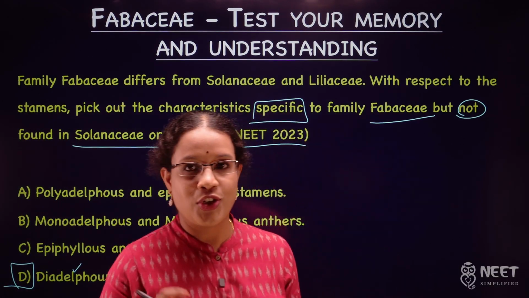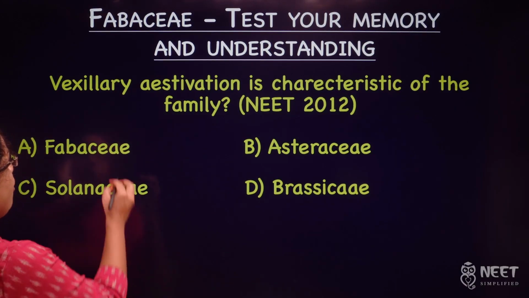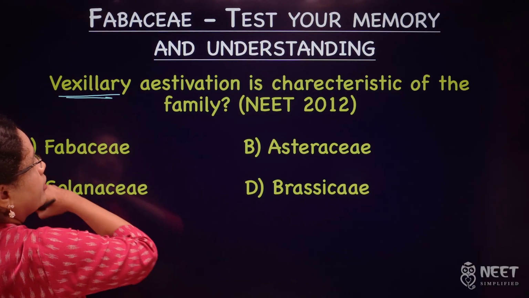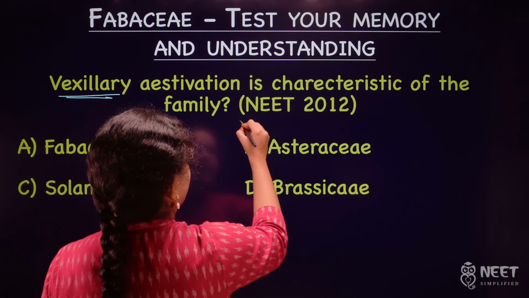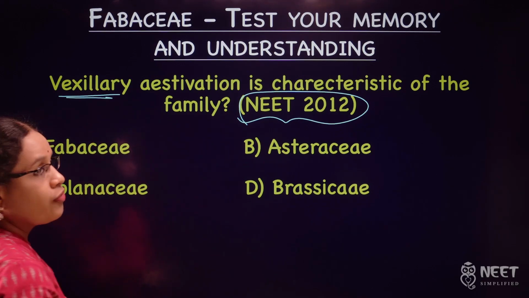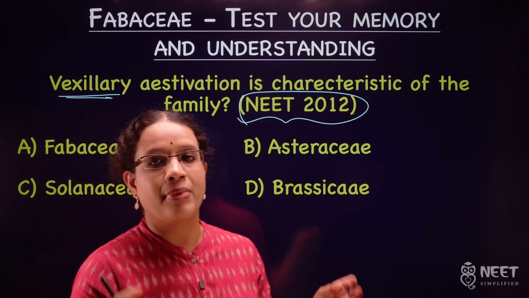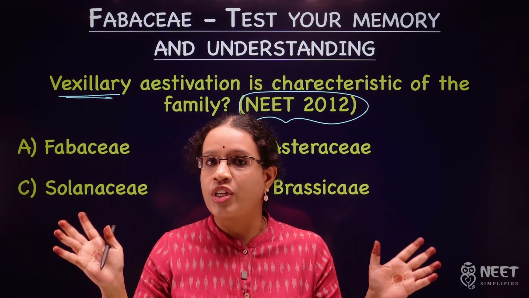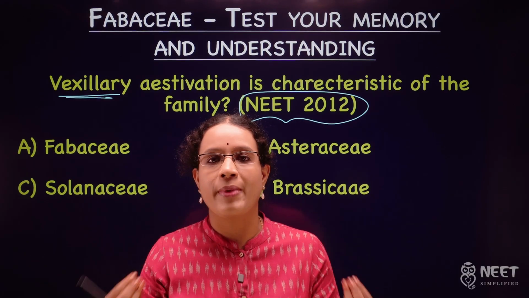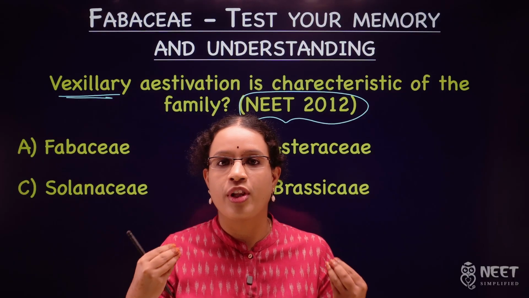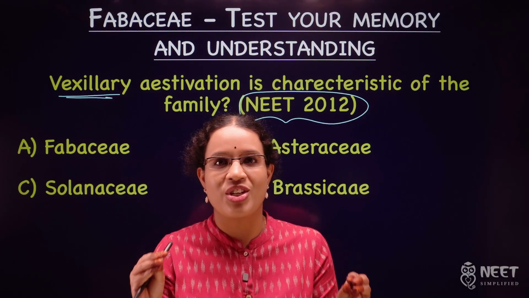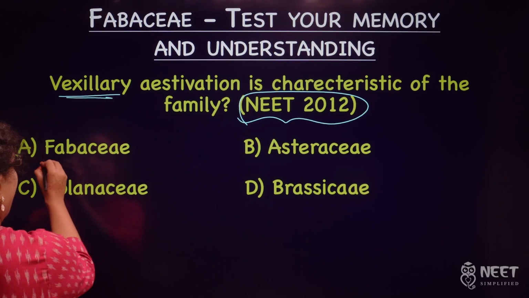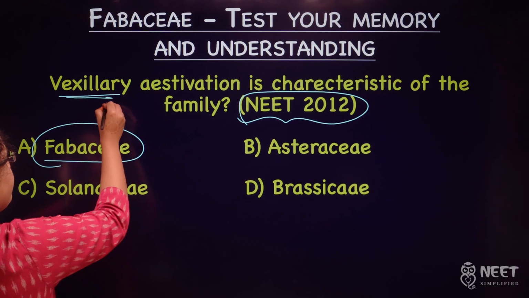Now moving ahead to the next question. Vexillary aestivation is the characteristic of the family, from NEET 2012. Which family? Vexillary, always remember, is that flag or banner which you are going to see prominently. Whenever you remember the prominence, remember the butterfly shaped flag, we're going to remember that as from the family Fabaceae very clearly, isn't it?